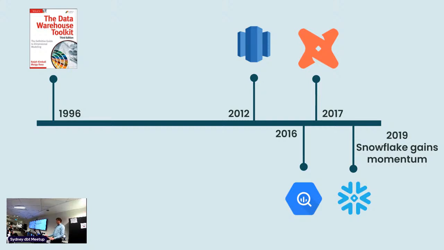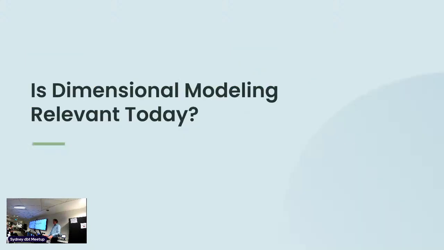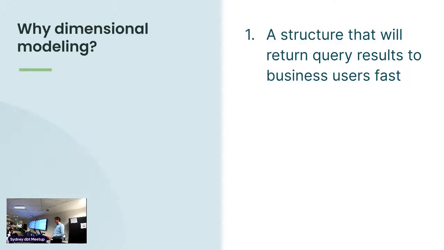So the obvious question is, is dimensional modeling still relevant in today's world? So to answer this, I'm going to look at what I think were Ralph Kimball's motivations for coming up with dimensional modeling in the first place, the problems that it solves. The first one is he wanted to create a system that would support returning results to business users fast. And this was really embedded in the technology of the day.